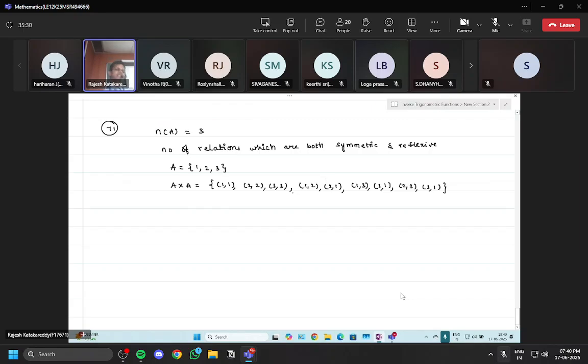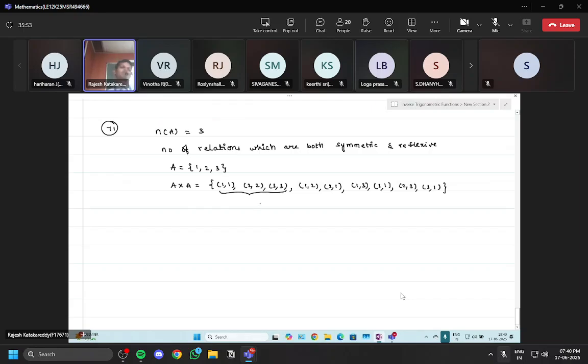Since the relation is symmetric and reflexive both, now one by one you count. Any ordered pair, if I take from these three, it should have only one chance, that should be there in the relation R. Then only it is reflexive. Otherwise, it cannot be reflexive. Clear? All three ordered pairs will have one chance each.